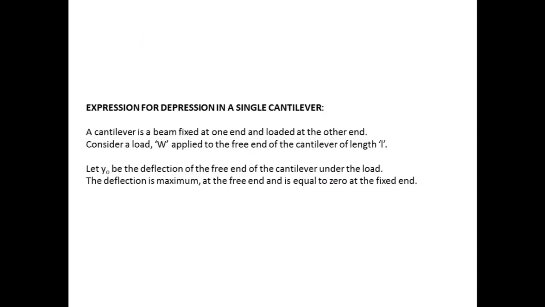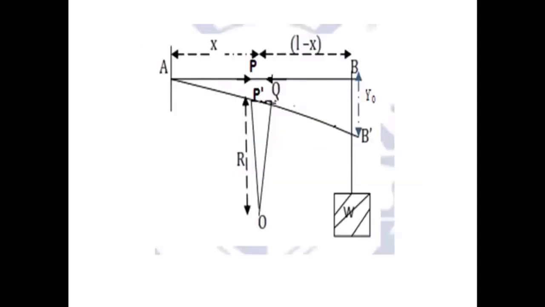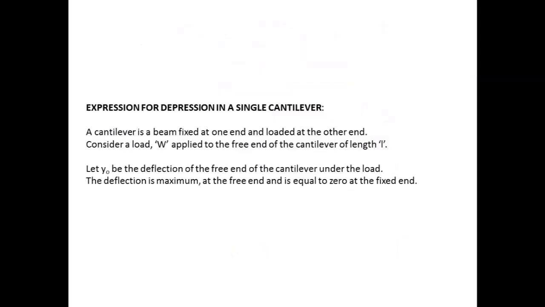A cantilever is a beam fixed at one end and loaded at the other end. Now, we are considering a beam AB, which is fixed at A and free at B. At the free end, a load W is attached. As a result, the beam bends. So AB takes a new position, AB dash.